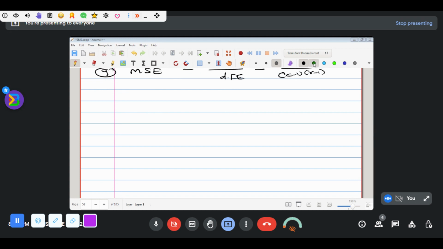This ANOVA table is called the two-way ANOVA table. So what is a two-way ANOVA table? It has the same rows and the same columns. Source of variance, and the next ones: sum of squares, degrees of freedom, mean square, and the last one is called the F ratio.